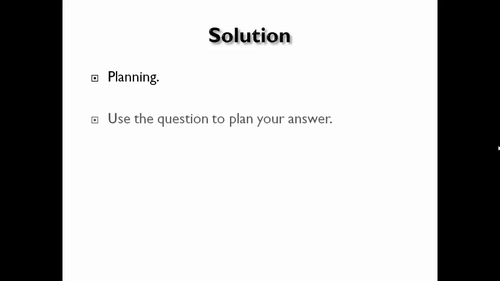So the solution to this problem is simply planning. You plan as I taught you in module 4, and if you plan in that way, you will always cover the bullet points. The second solution to that is use the question to plan your answer. So when you're planning, as I taught you in module 4, you use the question and you write your ideas beside the bullet points, and that will ensure that you will always cover each of the bullet points.